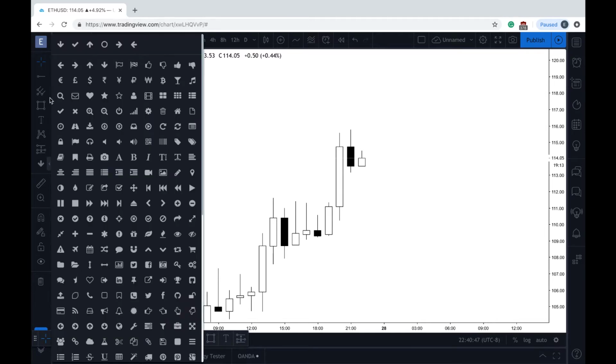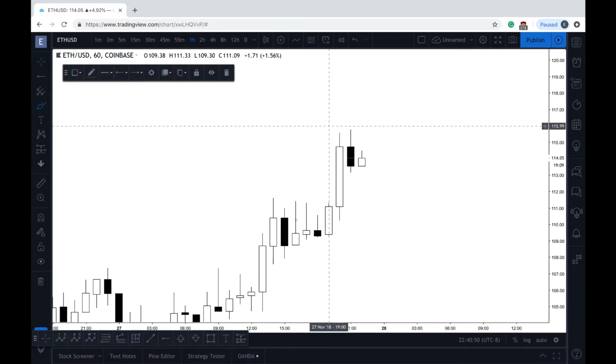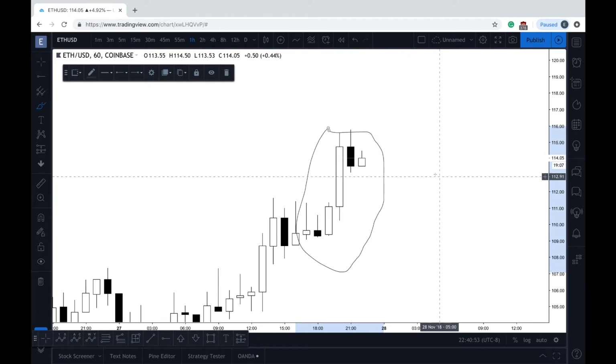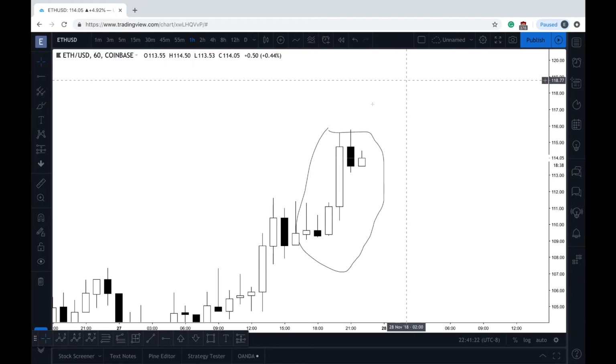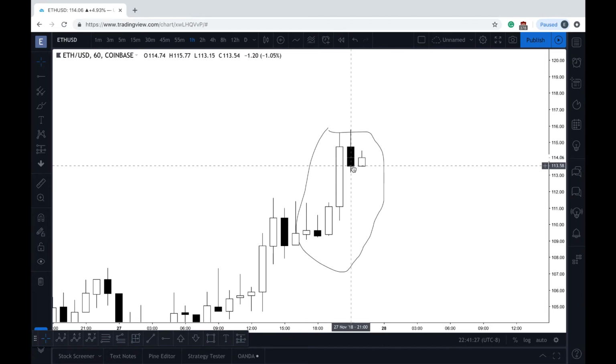So where's my drawing tool? Right here. We're going to look at this big one right here. Sorry, that circle is a little crooked. But this is the open. Remember the O's right up there. Open is right here. The highest point that it gets to is the very top of the wick. The lowest point that it gets to is the very bottom of the wick. And the close is up here. So for a white or green candle, a bullish candle, the close will be on top. And for a bearish candle, or on my chart it's a black candle, the close is on the bottom.